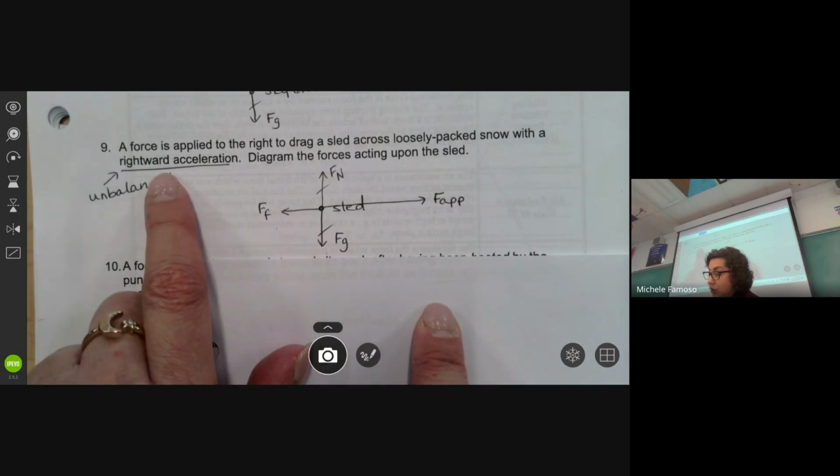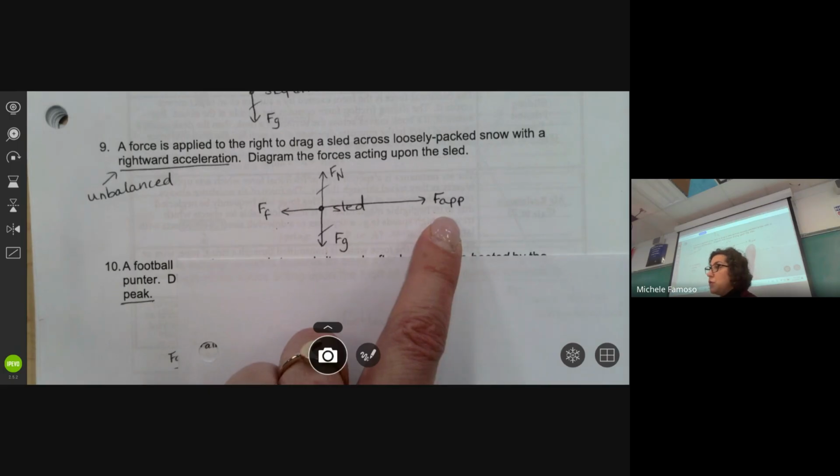Since the acceleration's to the right, I know the applied force should be larger than the force of friction. You have to put the A with the arrow like to the direction above it? No, not necessary. I didn't put it here, but if it helps you to figure out which one's bigger, do it.